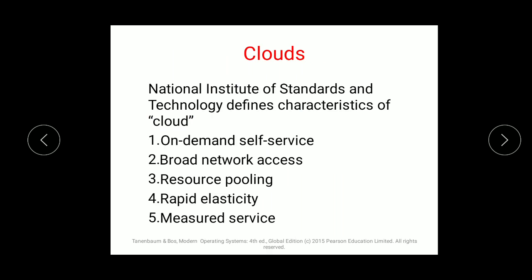Measured service. The service offered by the cloud provider and the resources used by the user should match, and both should agree on the same. The terms, conditions and policies should also be followed while using the cloud service. With this, we'll stop here for this lecture. We'll continue the next topic in the next lecture.